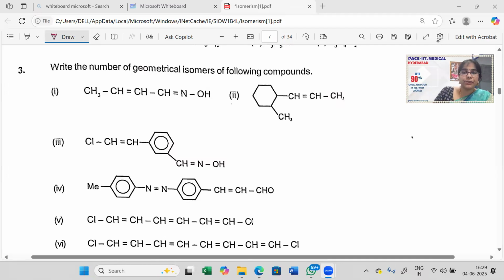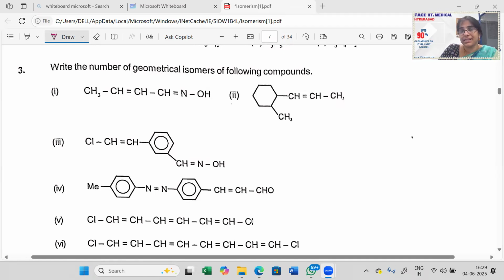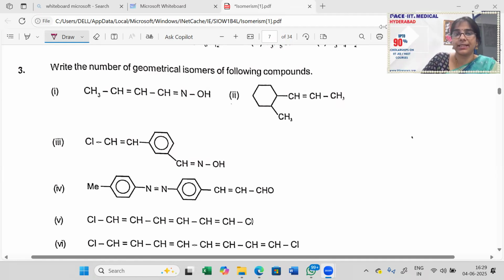As you can see in your question here, just identify how many stereo centers there are. What do I mean by stereo centers? I mean the number of restricted sites. How many restricted sites are here? Just check. This is one restricted site and this is another. We have two double bonds here, so two restricted sites.